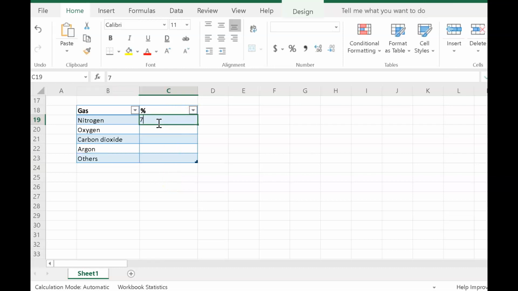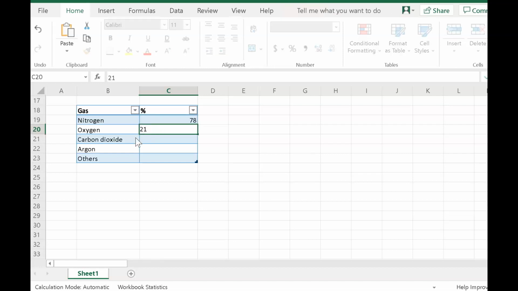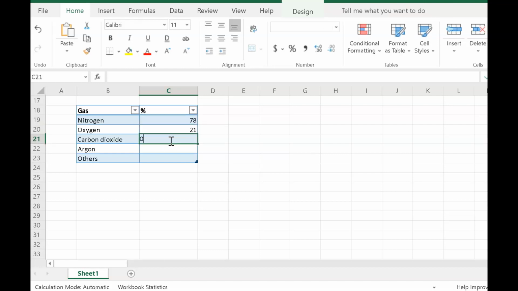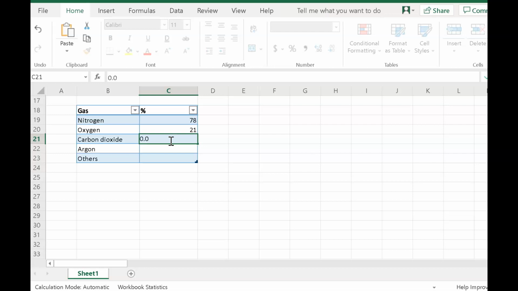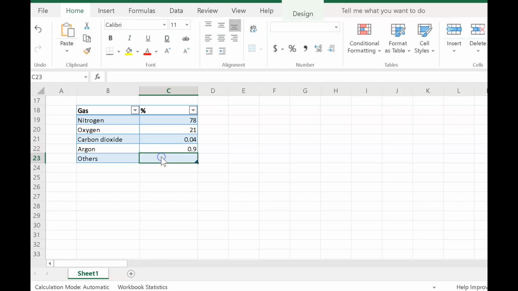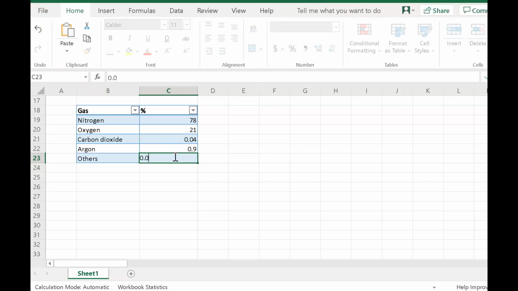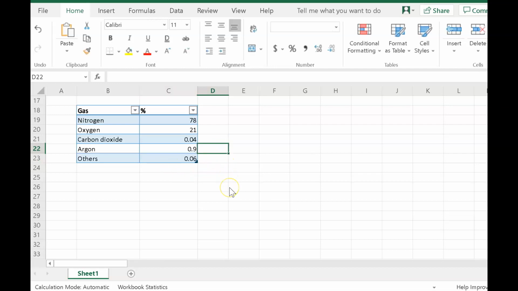So 78% is nitrogen, 21% is oxygen. Carbon dioxide, we said approximately 0.04%. Argon is approximately 0.9%. So now what do we have left? What we have left is 0.06%. That's going to be everything else. So I'll be ready to make a chart.